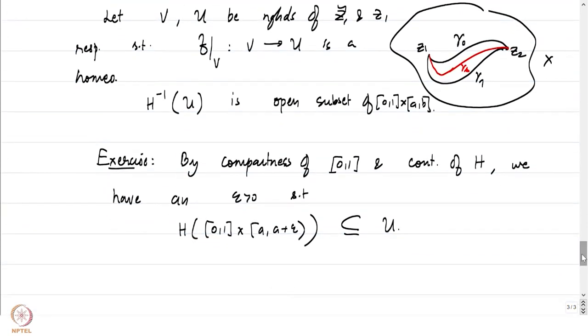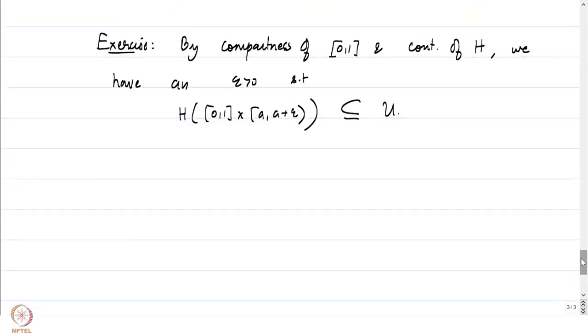Some neighborhood, we do not need to use compactness, we just need continuity of H actually. Yeah, this is going to follow by the fact that at each point of [0, 1], the function H is continuous. Oh, we do need compactness. So let me keep it as such. So again, think about why compactness is being put into the exercise. We do have an epsilon which satisfies the condition that [0, 1] cross [A, A plus epsilon) is mapped within U.